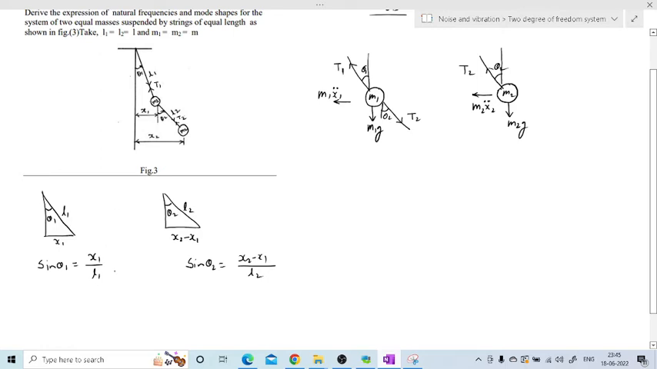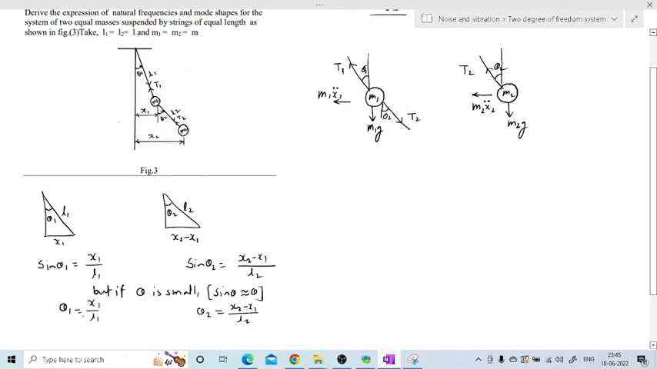But if the angular displacement, that is theta, is small, then sine theta is nearly equal to theta. So we will use this mathematical term, sine theta is equal to theta. Ultimately, theta 1 is equal to x1 by L1 if theta is small. Similarly, theta 2 will be equal to x2 minus x1 divided by L2.